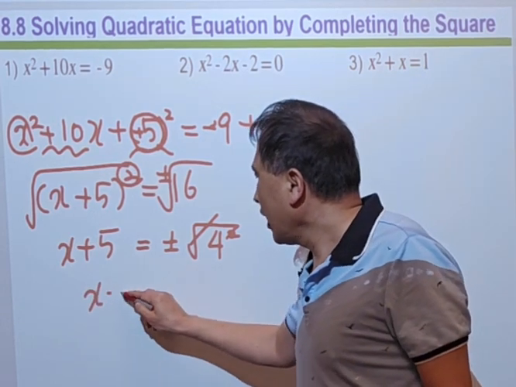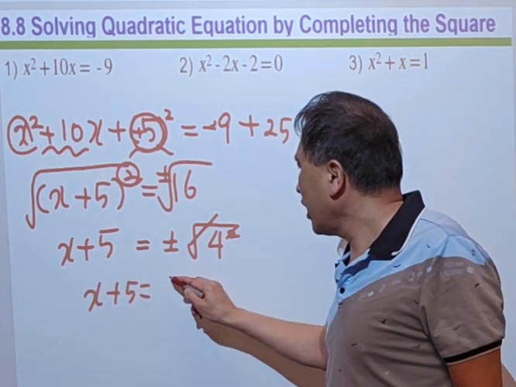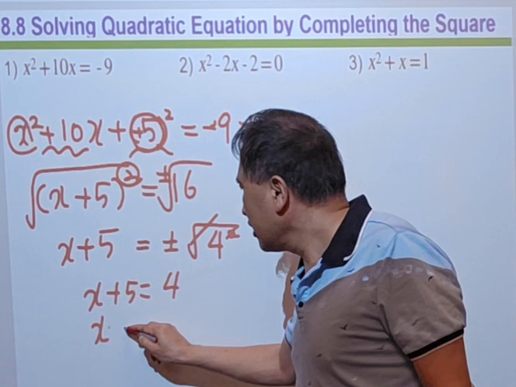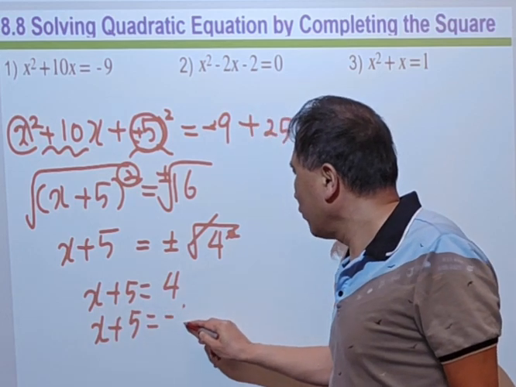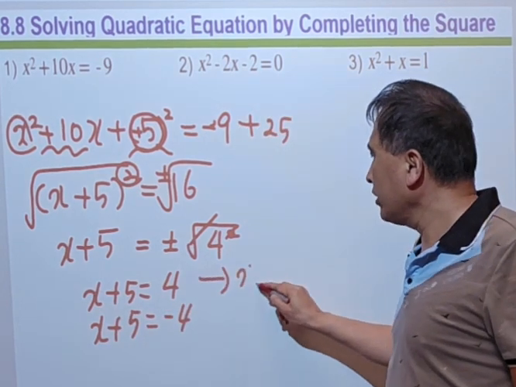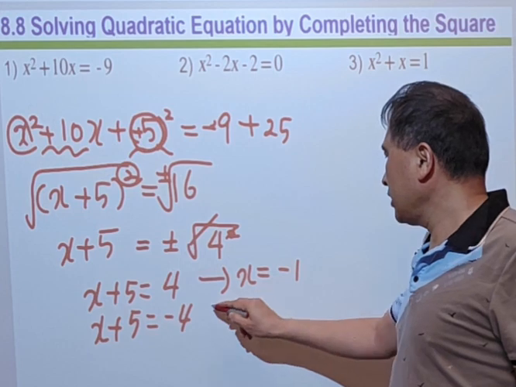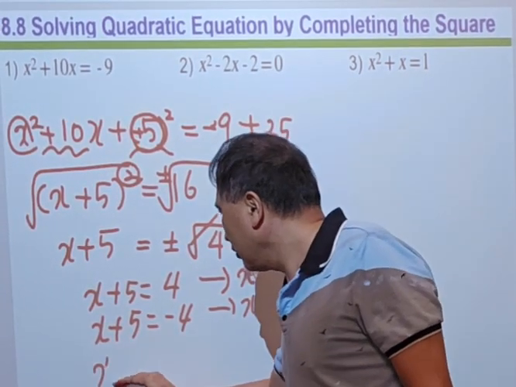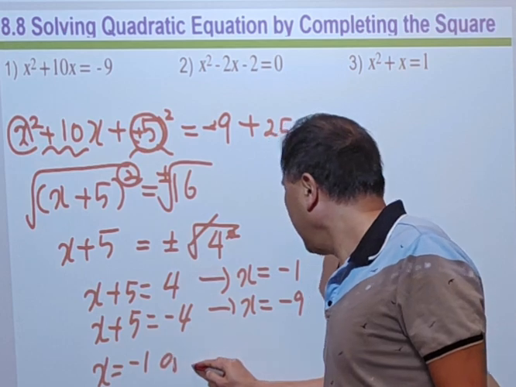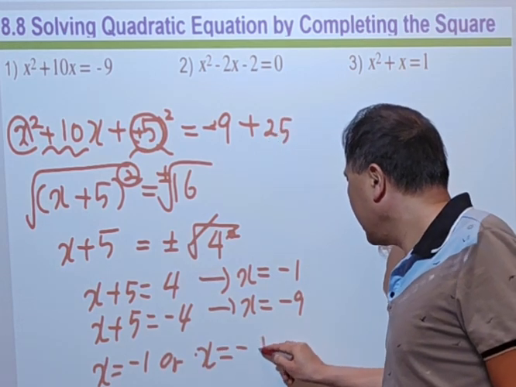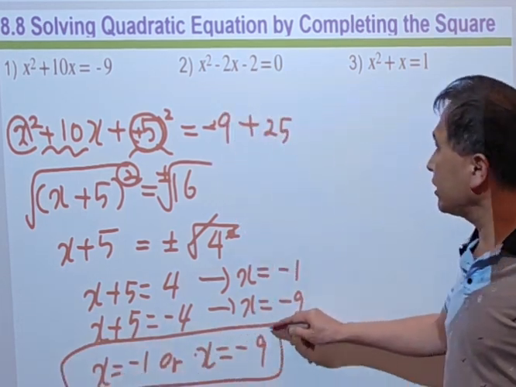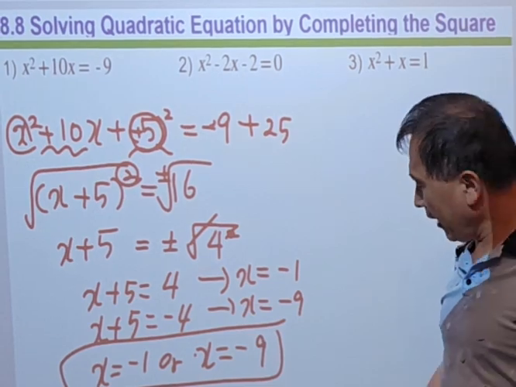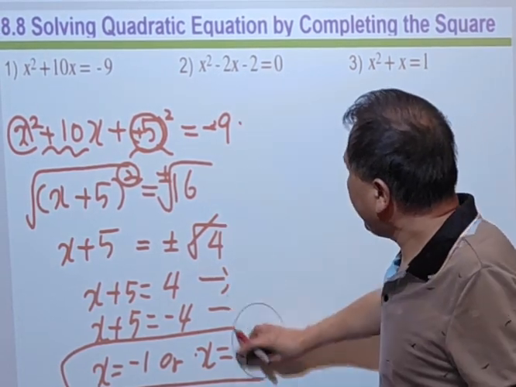So this means x plus 5 equals plus 4, and x plus 5 equals minus 4. If we solve this, x equals negative 1. If we solve this, x equals negative 9. So x equals negative 1 or x equals negative 9 is the answer of this quadratic equation. Okay, so you do it that way.